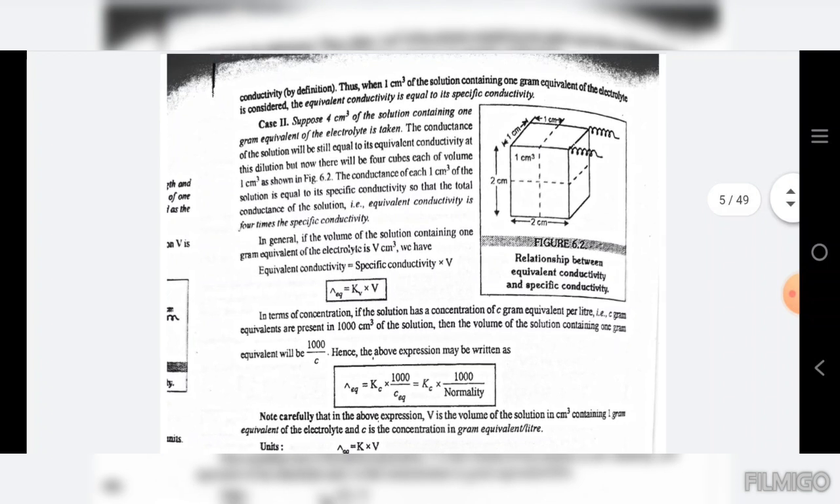Case number 2. Suppose 4 centimeter cube of the solution containing 1 gram equivalent of the electrolyte is taken. The conductance of the solution will still be equal to its equivalent conductivity at this dilution, but now there will be 4 cubes each of volume 1 centimeter cube as shown in figure 6.2. The conductance of each 1 centimeter cube of the solution is equal to its specific conductivity, so that the total conductance of the solution, that is the equivalent conductivity, is 4 times the specific conductivity.